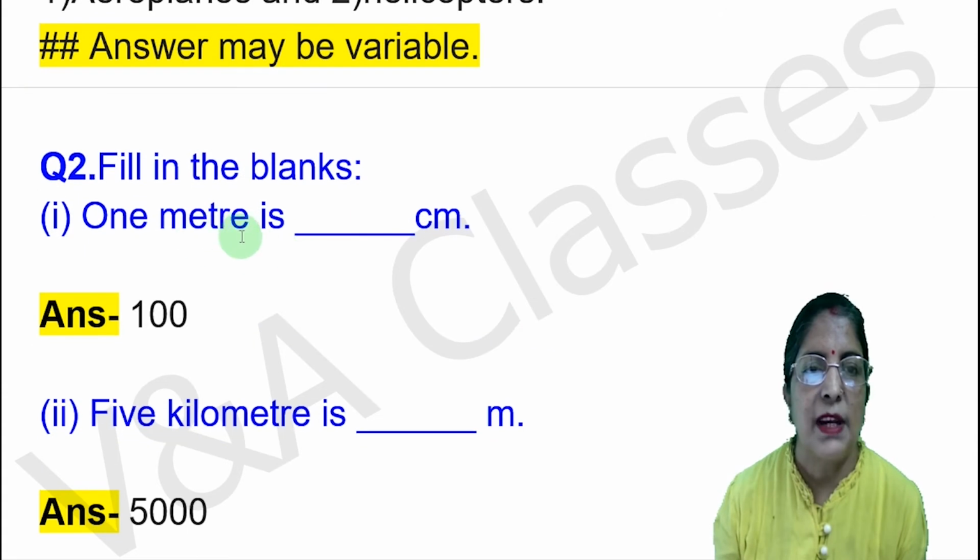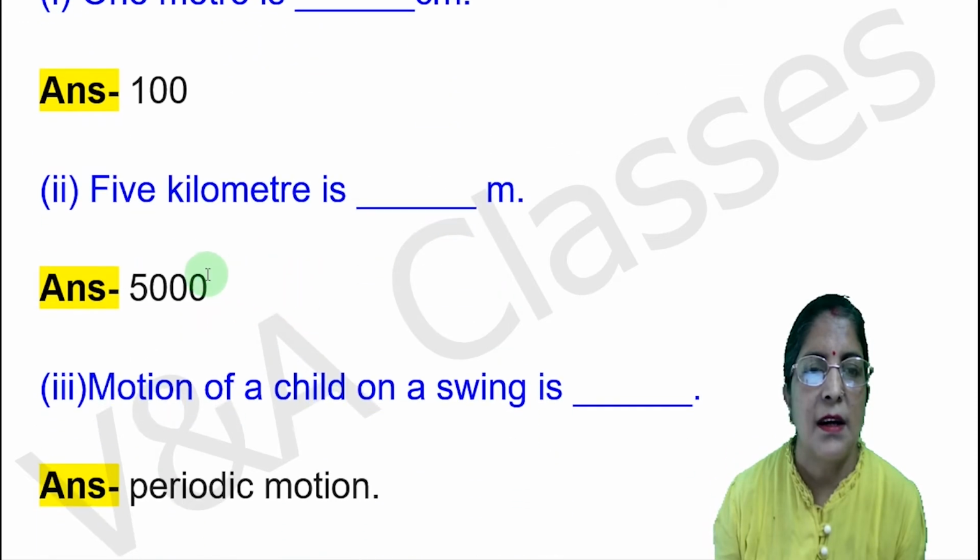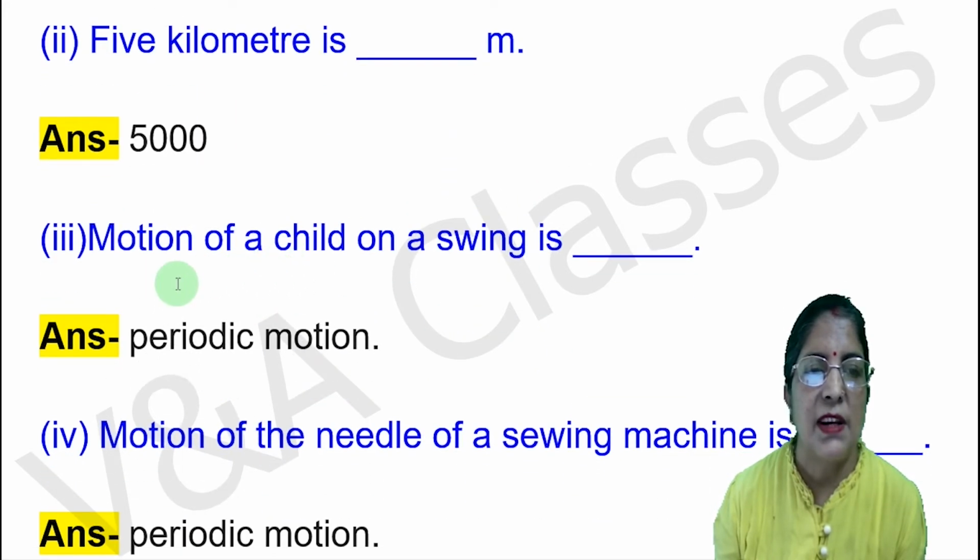Next question, fill in the blanks. First fill in the blanks. 1 meter is dash centimeter. Answer will be 100. Next fill in the blanks. 5 kilometer is dash meter. Answer will be 5000.